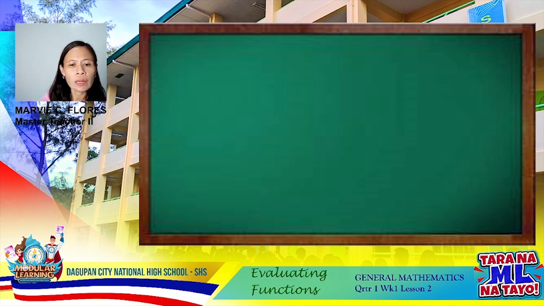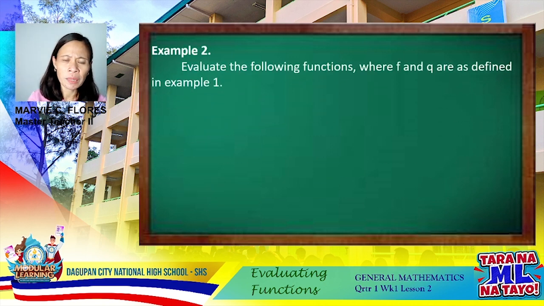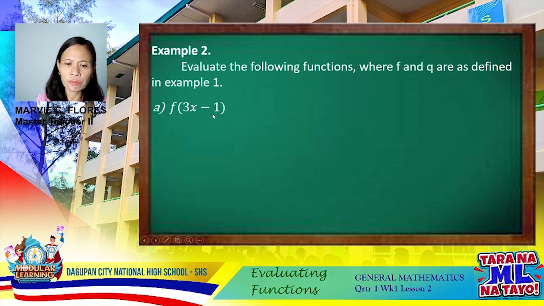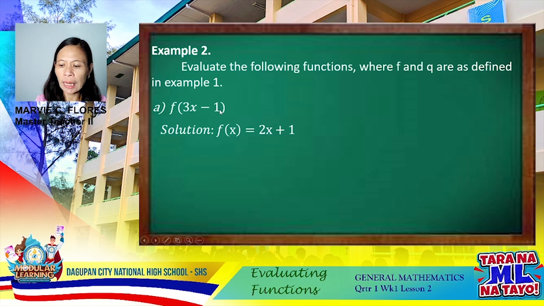Next, for additional examples. Example number 2. Evaluate the following functions where f and g are as defined in example number 1. We're going to use f of 3x minus 1, so the value of x is 3x minus 1. Then use this function, f of x is equal to 2x plus 1. We're going to substitute 3x minus 1 as the value of x. So, f of 3x minus 1 is equal to 2 times 3x minus 1, plus 1. Use the distributive property of multiplication to simplify it further. So, 2 times 3x, that is 6x.